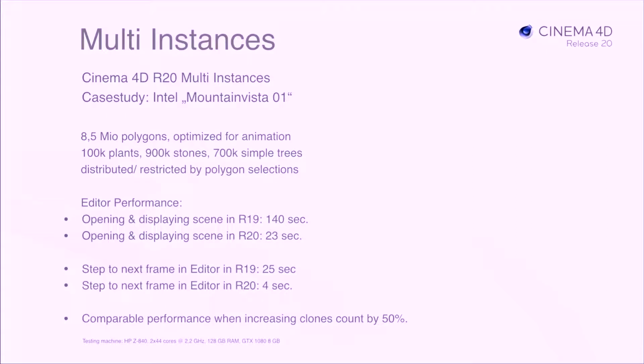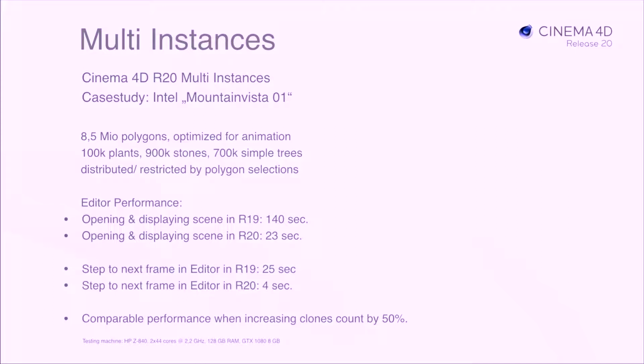If we look at the numbers again, 8.5 million polygons, etc. Like I said before, opening in R19 took 140 seconds. In R20, it's 23 seconds. And step to next frame goes from 25 seconds to 4 seconds. Also quite a bit of difference.